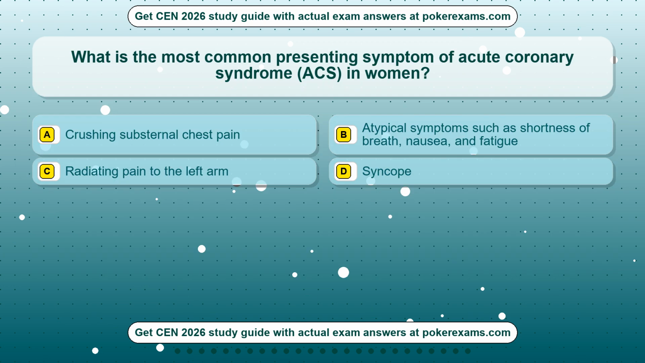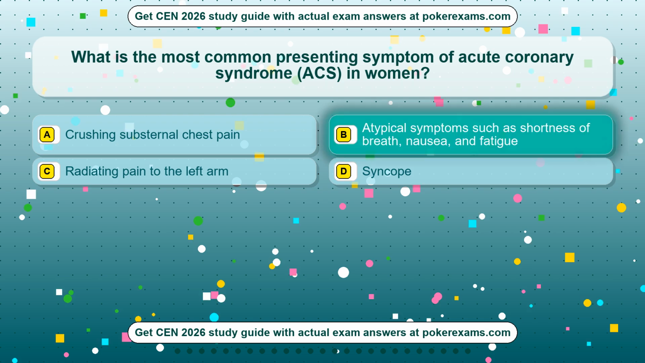Question 24. What is the most common presenting symptom of acute coronary syndrome, ACS, in women? Option A, crushing substernal chest pain. Option B, atypical symptoms such as shortness of breath, nausea, and fatigue. Option C, radiating pain to the left arm. Option D, syncope. The correct answer is option B, atypical symptoms such as shortness of breath, nausea, and fatigue.